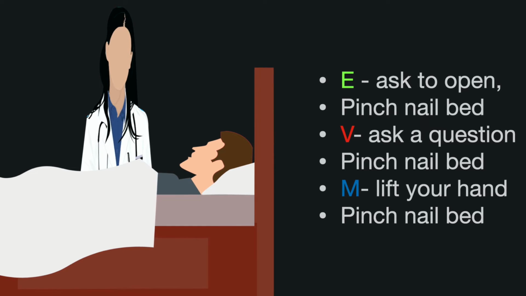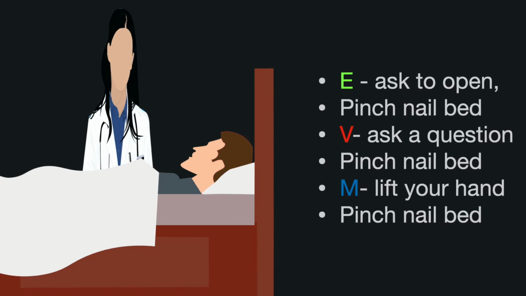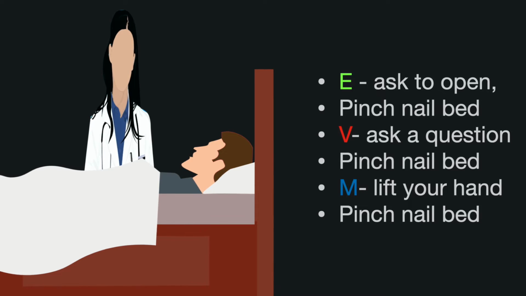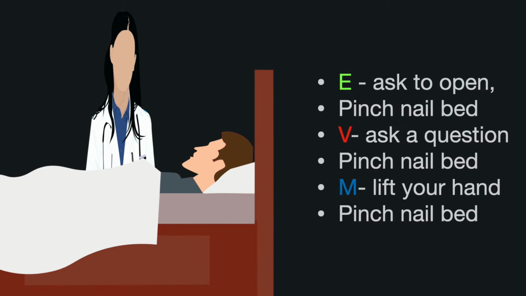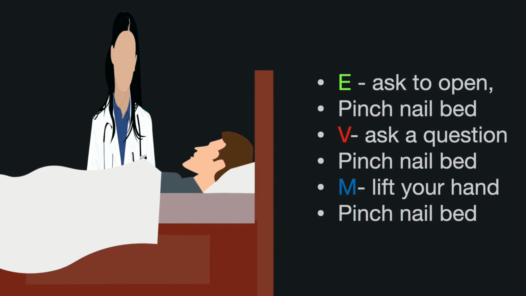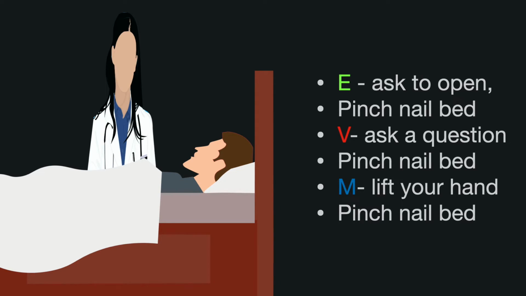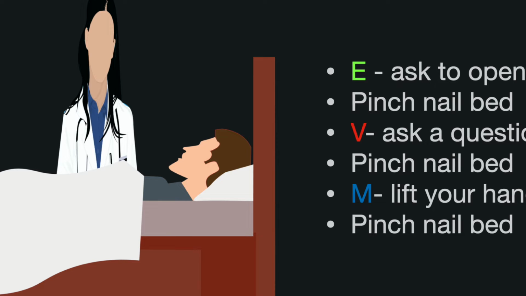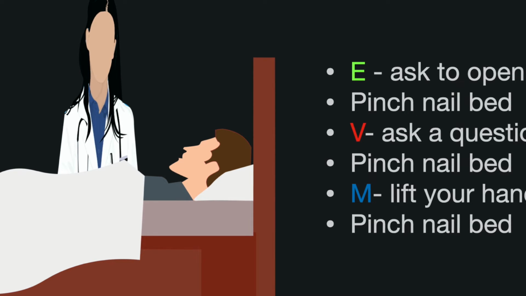Explain to the examiner in a real case scenario, I would inflict pain on his nail bed to see whether he could open his eyes. And he does open his eyes in response to pain. That would make him an E2. Next, you would check for verbal response.